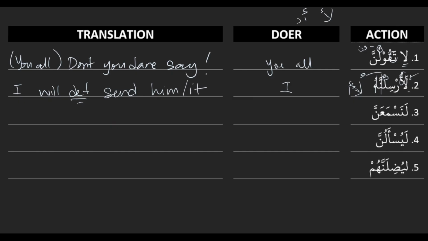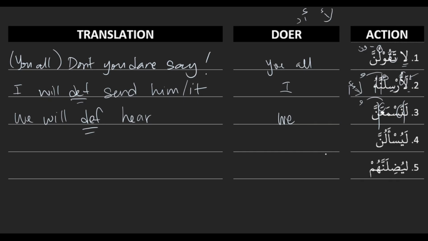Okay, number 3. لنسمعن. So this is another lam of emphasis, right? Starting with a lam of emphasis and ending with a noon of emphasis. So we have two tools of emphasis here. And then nasma'a, ending in a fatha, which tells us it used to be u. So our beginning is noon and our ending is u, which tells us we. How are we going to translate this? We will definitely hear. We, starting with our doer, and then will, because it always translates as future, and then definitely to capture the emphasis, and then sami'a means to hear. We will definitely hear.